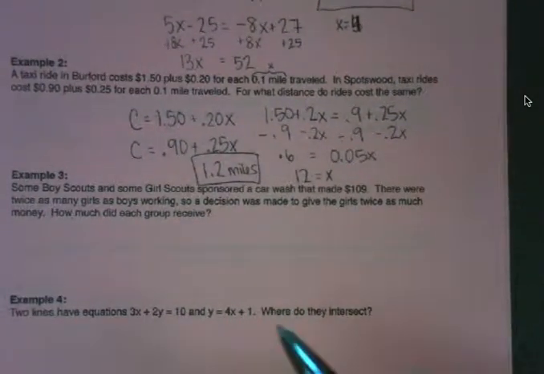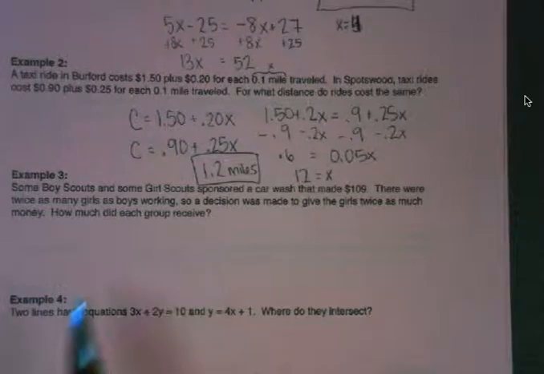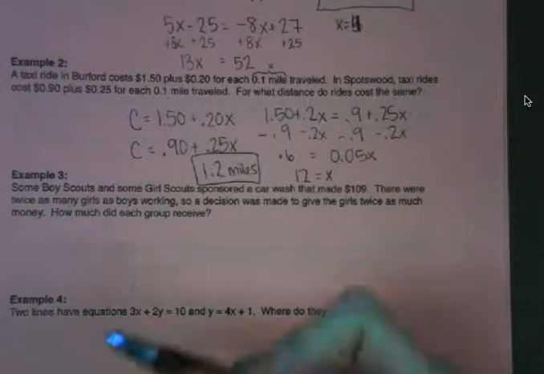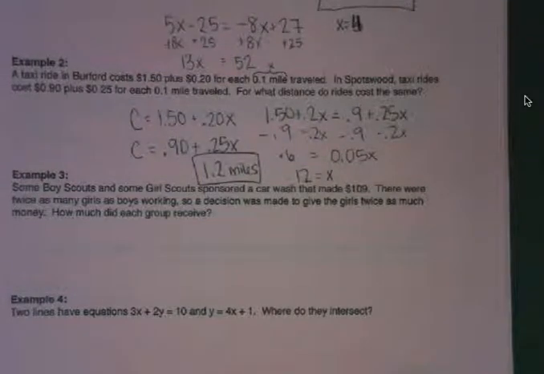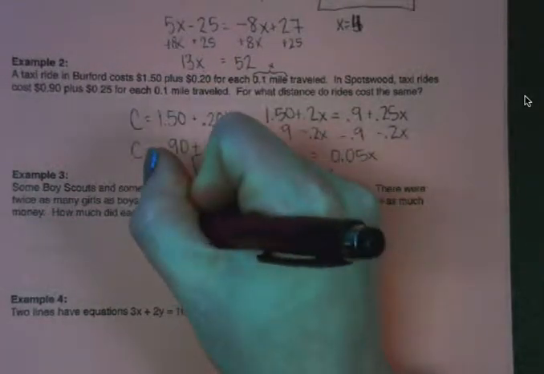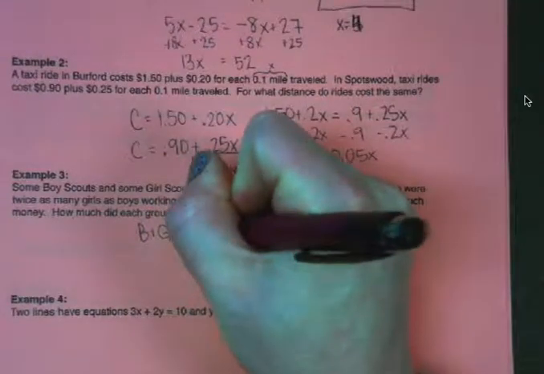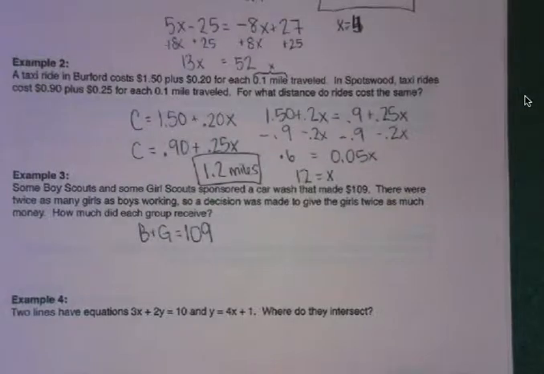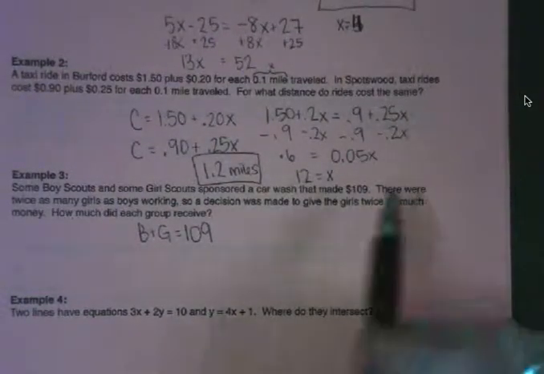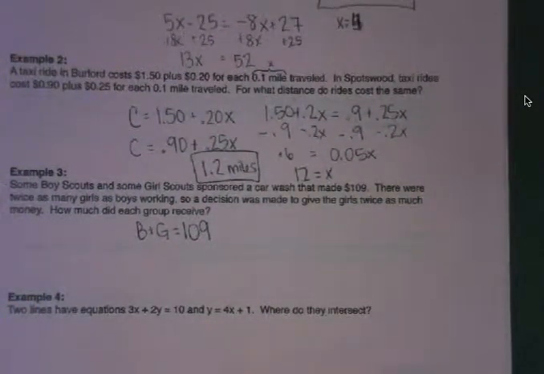Okay? Some Boy Scouts and some Girl Scouts sponsored a car wash that made $109. There were twice as many girls as boys working, so a decision was made to give the girls twice as much money. How much did each group receive? Okay, so we're going to call B the amount that the boys made, and G the amount that the girls made. So if I add the boys and the girls' money, that's going to give us our total. That one was easy.